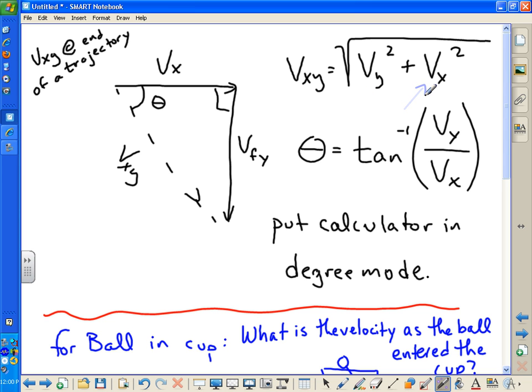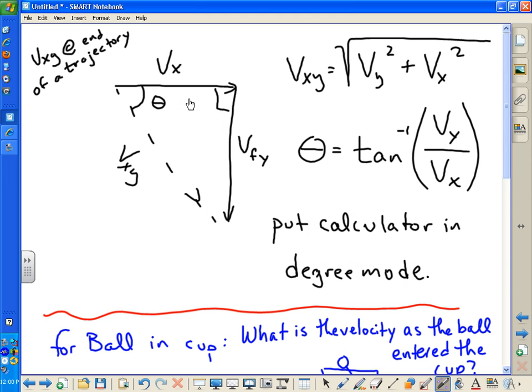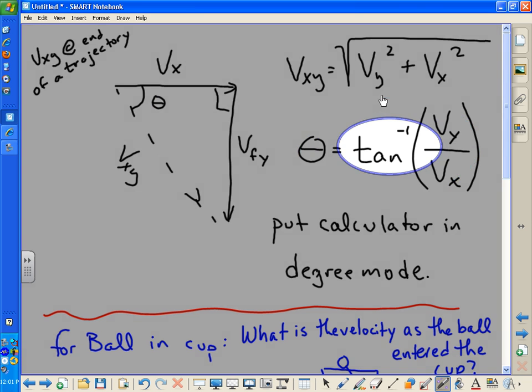Now remember, velocity isn't just speed. Velocity is speed with direction. The way we're going to give the direction is with this angle right there. We're going to measure the angle you can see down from horizontal if it's moving downwards towards Earth. That can also be calculated. You can do it on your calculator with that equation.